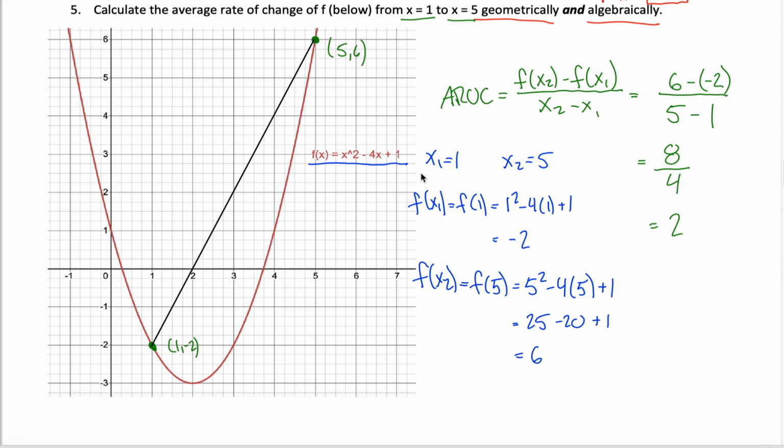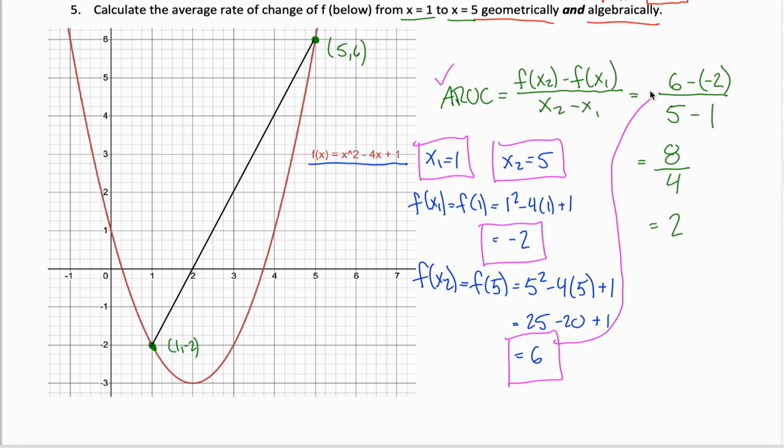I can now take these 4 values, the two x-coordinates and the two corresponding f of x values, and put those into my average rate of change formula. In the numerator, I would have 6 minus -2, and in the denominator, I would have 5 minus 1. Same values that I got when I did this geometrically.